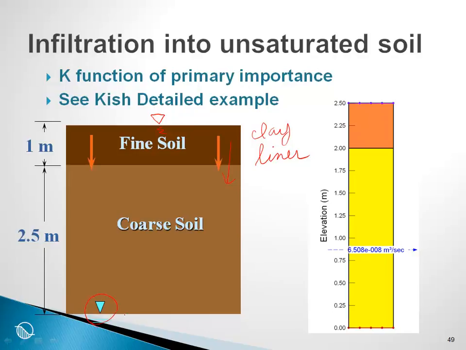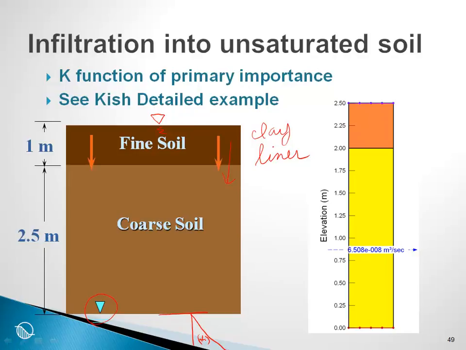So we use something like a clay liner, and in this particular case the question is, what is the pore pressure distribution and the amount of flow, because we have two different materials here, and the flow will be 100% unsaturated, or negative pore water pressures, until we reach this level, after which we know it is positively hydrostatic.